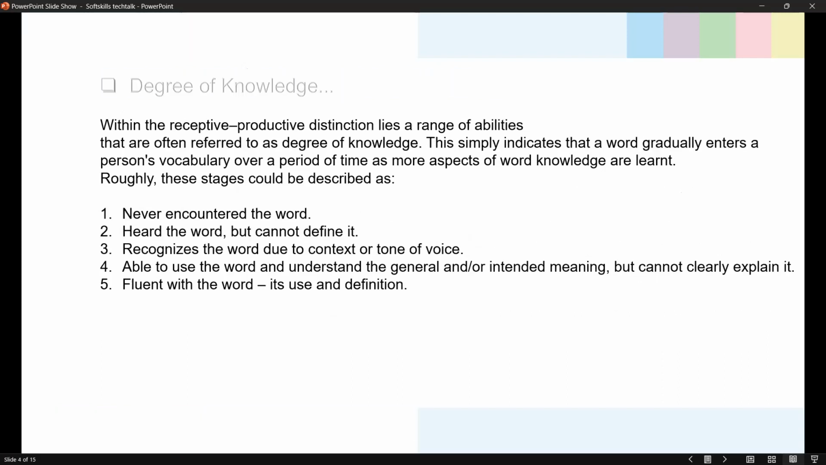Degree of knowledge. Within the receptive productive distinction lies a range of abilities that are often referred to as degree of knowledge. This simply indicates that a word gradually enters a person's vocabulary over a period of time as more aspects of word knowledge are learned. Roughly, these stages could be described as: never encountered the word; heard the word, but cannot define it; recognizes the word due to context or tone of voice; able to use the word and understand a general or intended meaning, but cannot clearly explain it; fluent with the word, its use and definition.